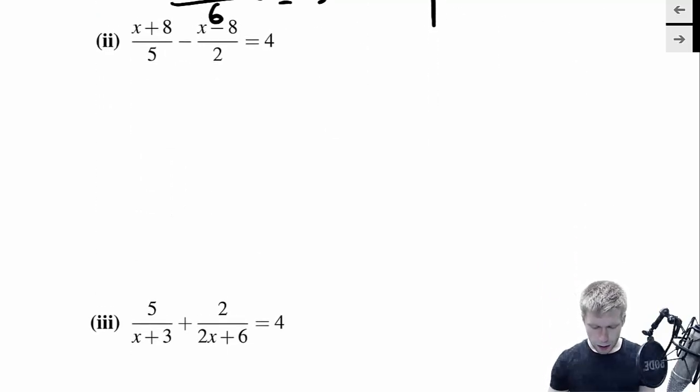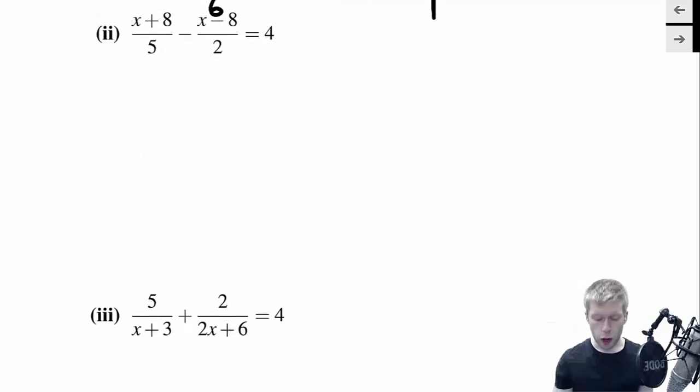So let's have a look at this one. Well, I could, if I wanted to, put it all over the same denominator like I did in the last example, and it would all work. Just be careful, you'll have the negative here, so just watch that. But actually here, this is really straightforward.